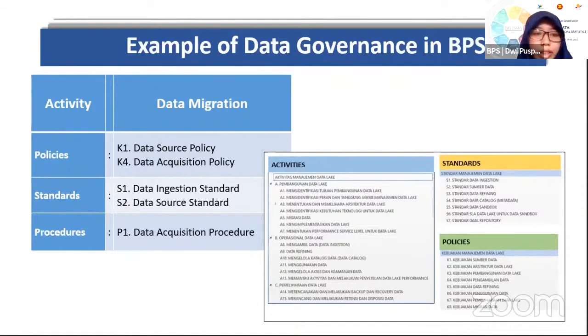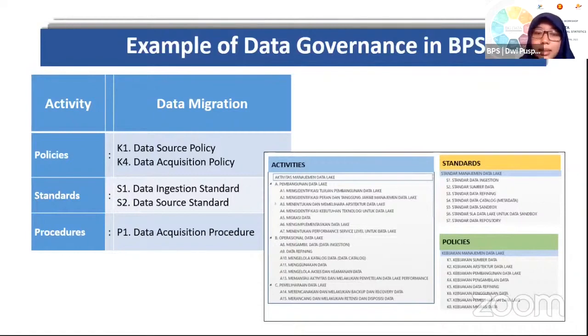And then for standards, the related standards can be, for example, the data ingestion standard and the data source standard. For the data source standard, one of the points might be that the data source used for migration needs to meet the following criteria. Maybe the criteria are that it is accessible, and that it contains data that is timely and not out of date. And the data ingestion standard can contain several points like the format of the data that can be used for data ingestion or data migration, and the data type. Usually the standard is more technical. Sometimes it is a set of criteria that needs to be met.